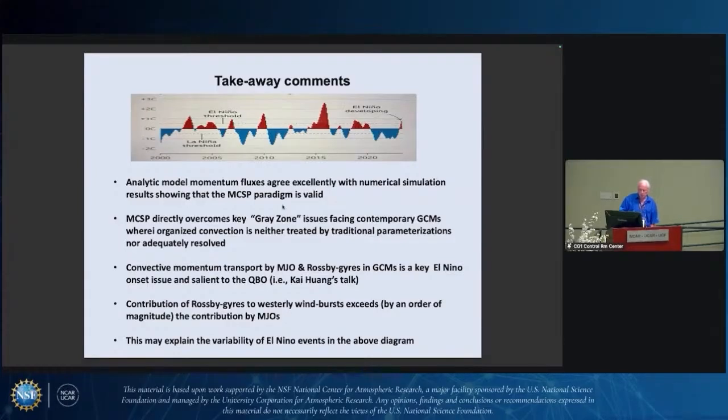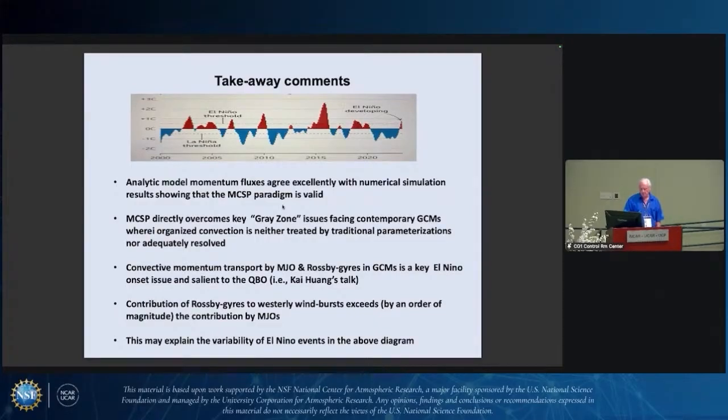And the convective momentum flux by the MJO and the Rossby gyre-like circulations in the MJO, in fact, in certain circulations, is an important part of the westerly wind burst, and therefore in an El Nino situation as well. And it's also salient to the MJO that Kai was talking about. So there's a new approach, basically, to representing the MJO in climate models that definitely has an effect.